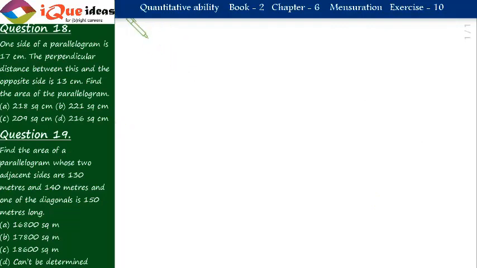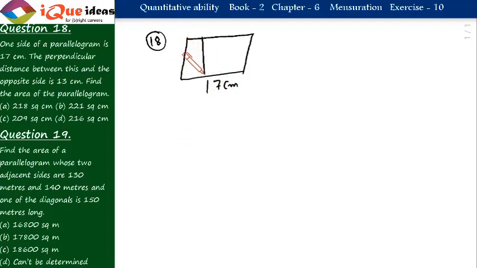Now the next question, question number 18, it says one side of the parallelogram is 17 centimeter. Let's draw the parallelogram. And one side is given as 17 centimeter. The perpendicular distance between this and the opposite side, so this is the perpendicular distance. Let's call this height. It is equal to 13 centimeter. Find the area of parallelogram.